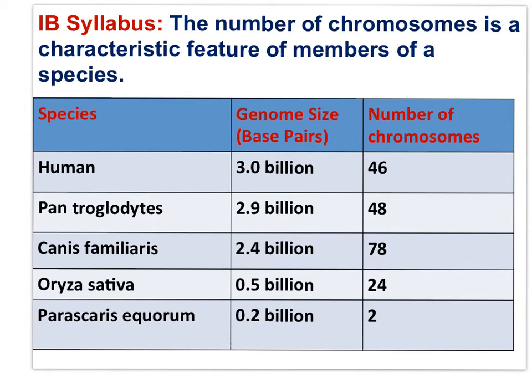As you can see in this slide, humans have 46 chromosomes, while the chimpanzee, Pan troglodytes, has 48, while the domestic dog, Canis familiaris, has 78. Rice, Oryza sativa, has 24 chromosomes, and the worm, Parascaris aquarum, has just 2 chromosomes. Remember that prokaryotic cells have a single loop, with numerous tiny rings of DNA in the cytoplasm, known as plasmids.